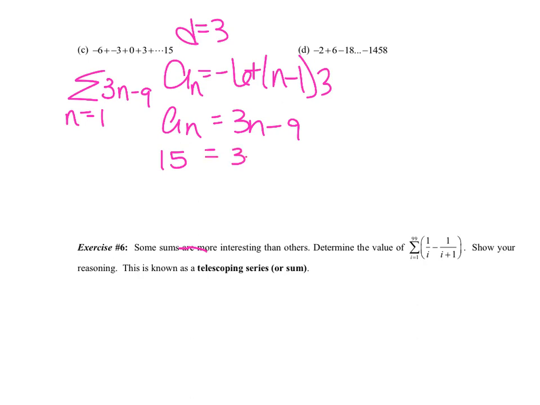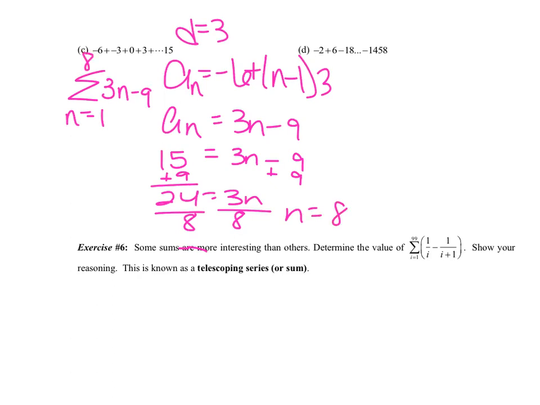15 equals 3n minus 9, add 9, that gives me 24 equals 3n. So it is the 8th term. I would have put an 8 up there, and that is the final answer.